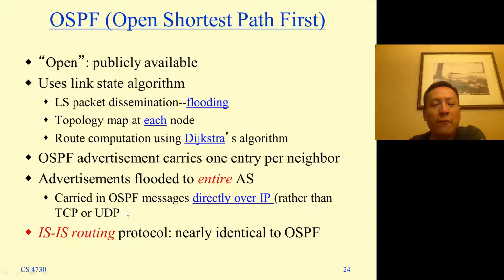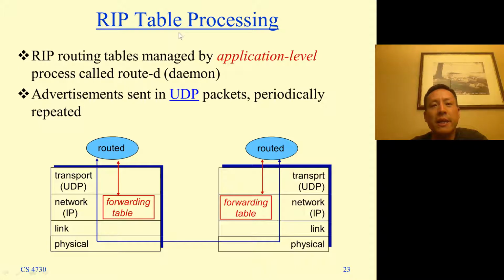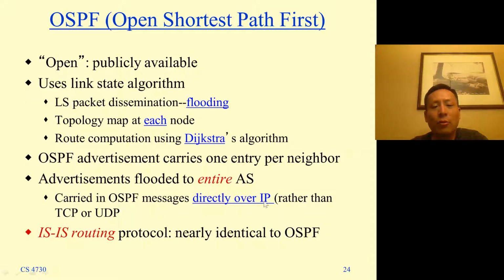And one small difference between OSPF and RIP is that OSPF runs directly over IP, right? So it's kind of different from the previous one. In RIP, it uses an application. They run on UDP, right? UDP runs on IP, but OSPF runs directly over IP. It's not an application-level daemon or something like that. It uses networking, directly encapsulating into IP. So it does not use TCP or UDP.